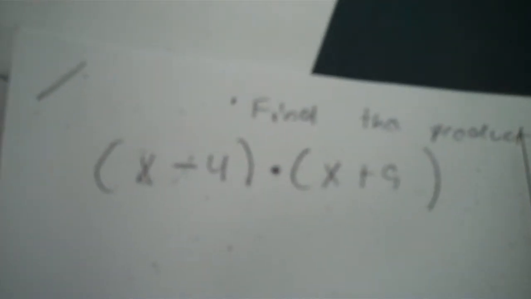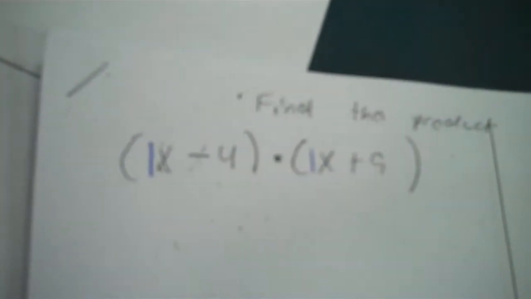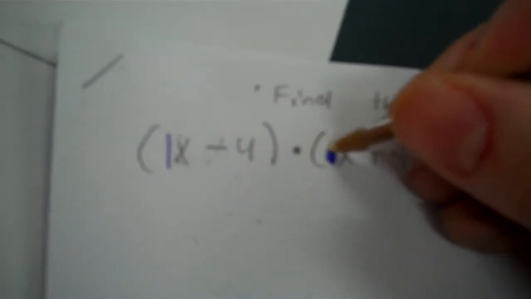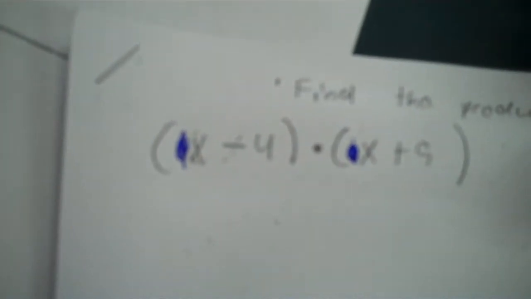Okay, find the product. So you've got (x − 4)(x + 9). Actually, get those 1's out of there. Minus and plus. Now, obviously, we can't take x and subtract 4. We don't know what x is. We can't take x and add 9. We don't know what x is.